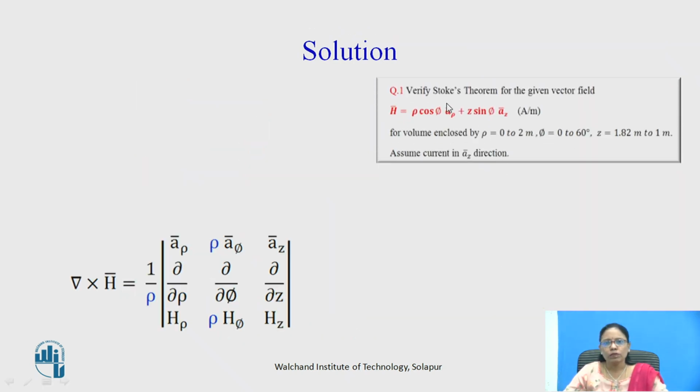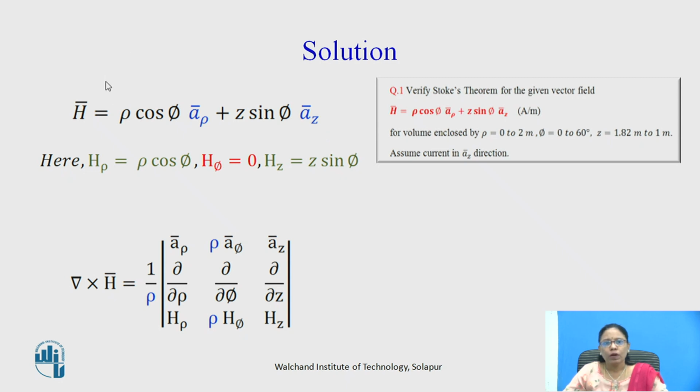Now this is a question where we want to determine the curl in the cylindrical coordinate system for the given question. So H bar given to us is rho cos phi a rho plus z sin phi a z bar.